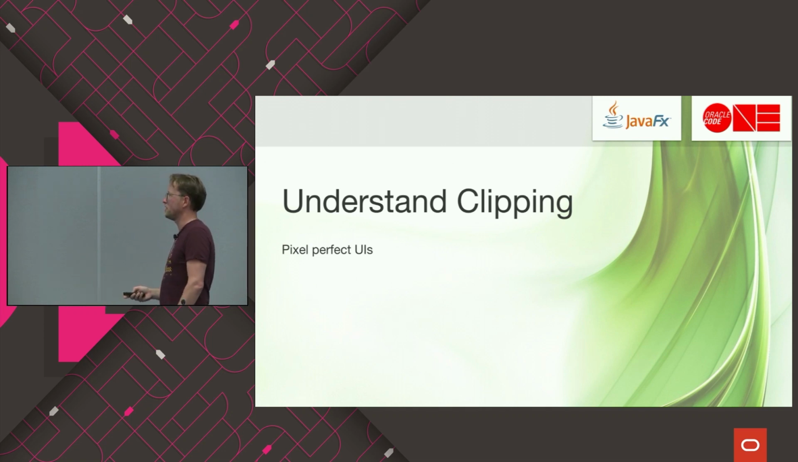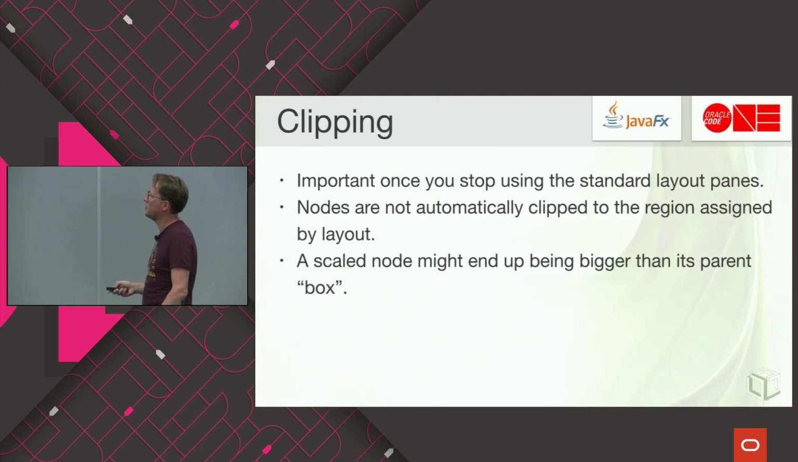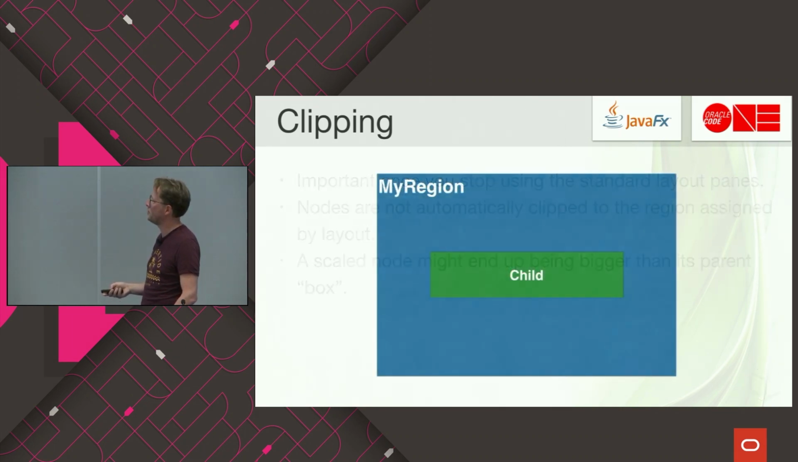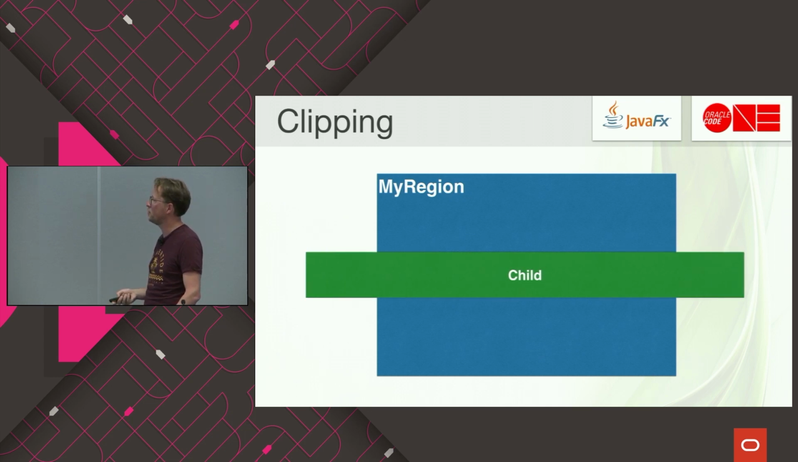So if you want to have a pixel-perfect UI, you have to understand how clipping works, okay? Because once you stop using standard layout panes, you have to deal with it yourself, okay? Nodes are not automatically clipped to the region that they belong to, and a scaled node might actually leave the area of the parent region. So let's just take a look at this. You have a region, my region, there's a child node in it, and you scale it, and it might actually leave the area of the parent region.